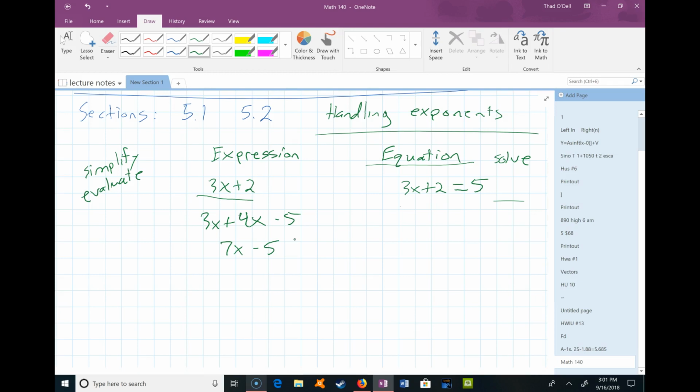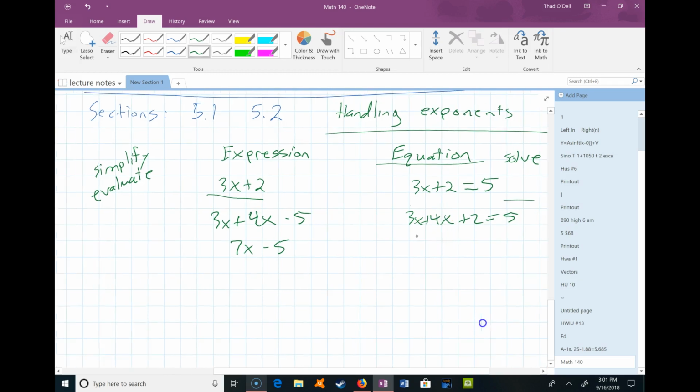And we can do some simplifying on either side of an equation. So in other words, if I had 3x plus 4x plus 2 equals 5, we could simplify this side of the expression by adding 3x and 4x together, and we get that, okay? So basically an equation is made up of setting two expressions equal to each other. So this is an important distinction.